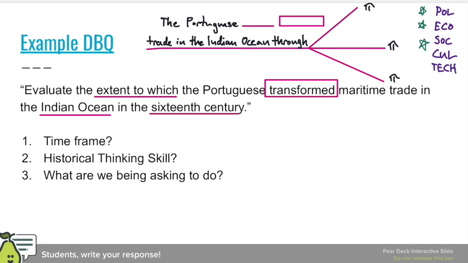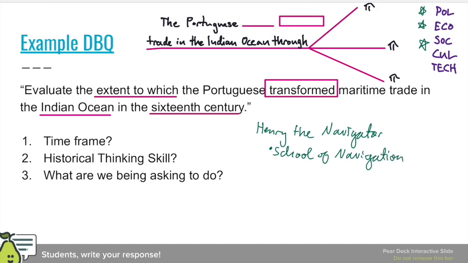Then for context, what happened prior to this time frame that I could talk about in my intro paragraph. I could talk about the Portuguese Prince Henry the Navigator funding a school of navigation and funding the expeditions of Bartholomew Diaz and Vasco da Gama to try to get to the spice trade in India. Why were they going around Africa in the first place? Because the Ottoman Empire controlled the Silk Road.